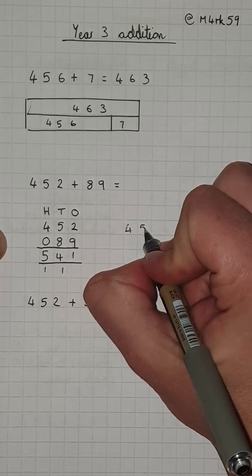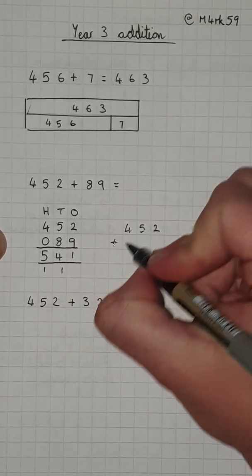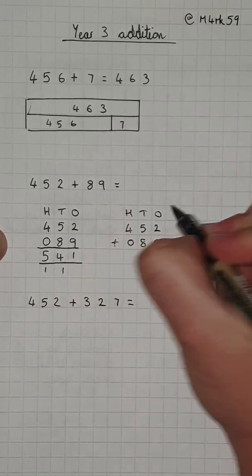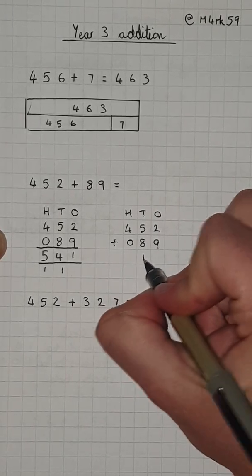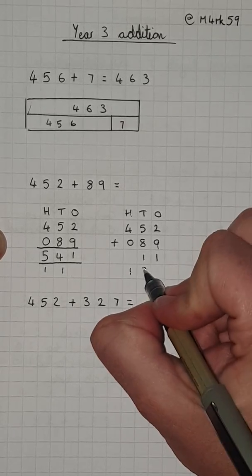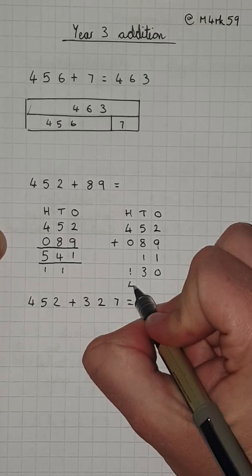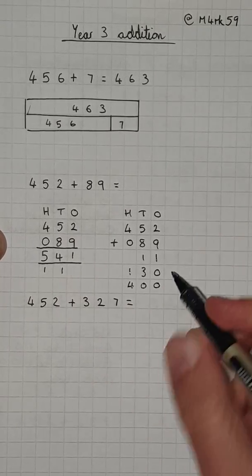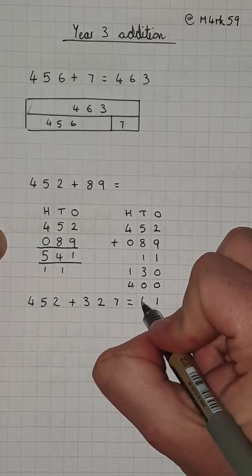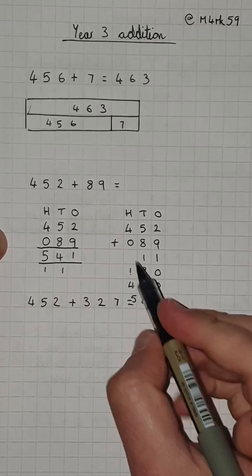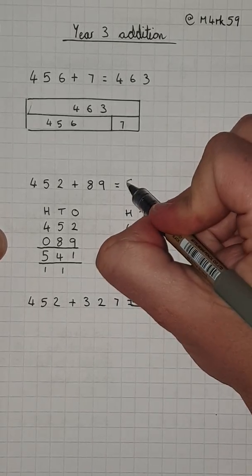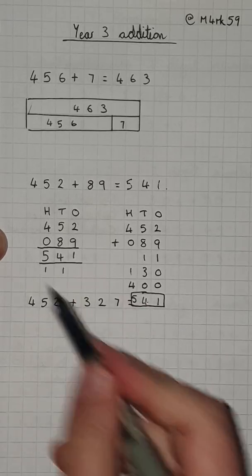So 452 add 89. Don't forget your headings. So 2 and 9 is 11. 50 add 80 is 130. 400 add no hundreds is 400. And then add that all together. So that will come to 541. Okay. So 2 ways of doing that calculation there.